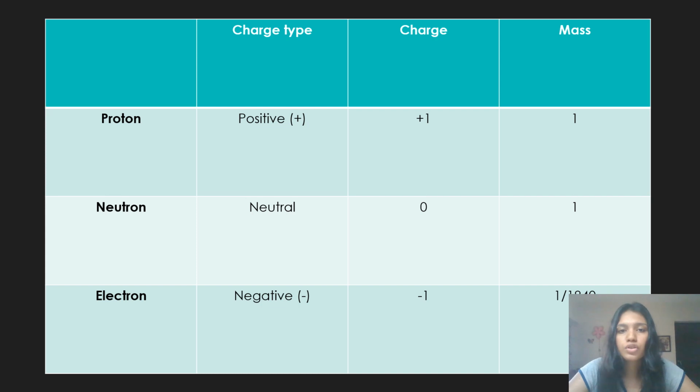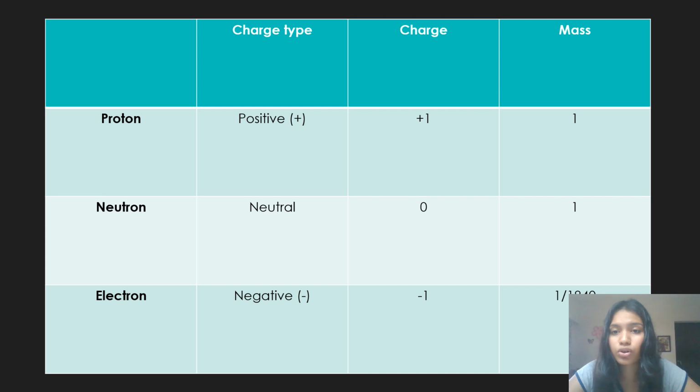So the charge of a proton is +1. This table is extremely important. It's an easy 2-3 marks. Proton is +1, neutron is 0, electron is -1. Now you'll also need to know the mass of a proton. The mass of a proton is basically just 1. The mass of a neutron is also 1.